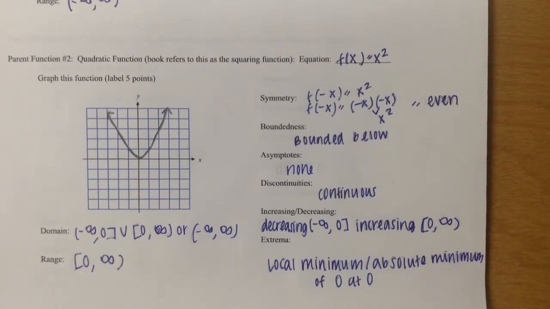The symmetry is even. It is bounded below. It has no asymptotes and again is continuous. The line increases from 0 to infinity and decreases from negative infinity to 0. The extrema has a local and absolute minimum of 0 at 0.